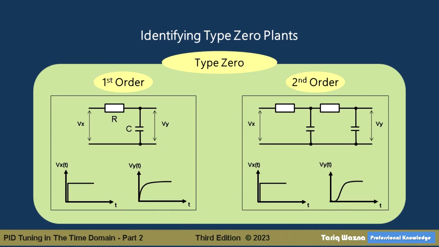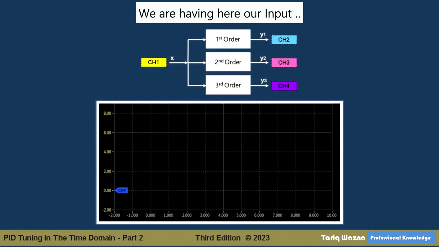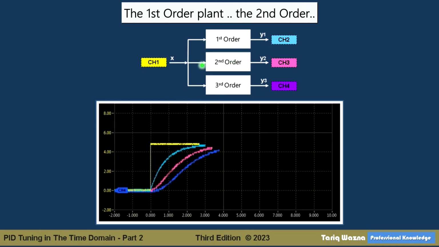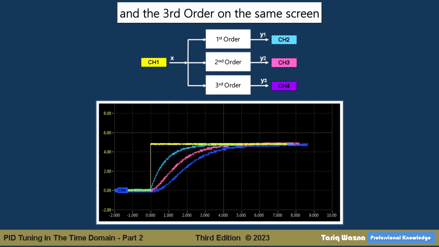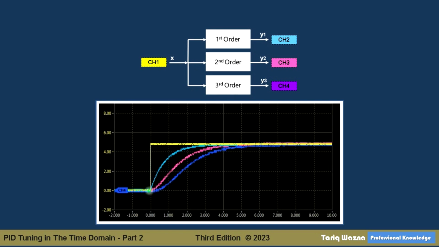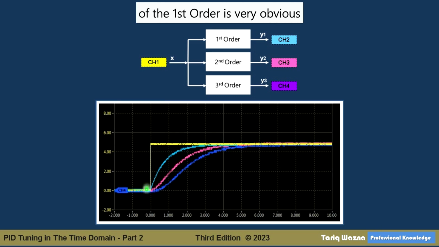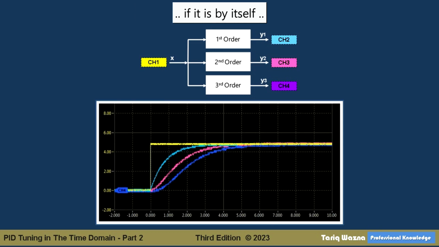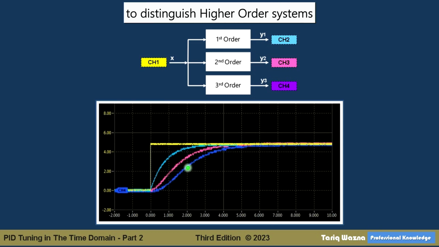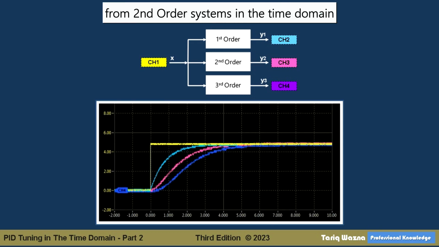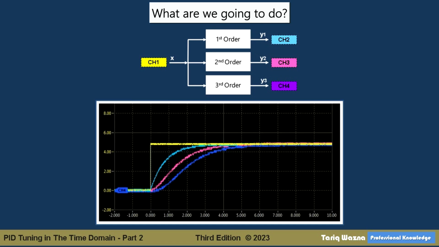We have here our input, channel 1, the unit step, and we are going to represent the first order plant, the second order, and the third order on the same screen. As we can see, the response of the first order is very obvious, and it is very difficult, by itself, to distinguish higher order systems from second order systems in the time domain. What are we going to do?